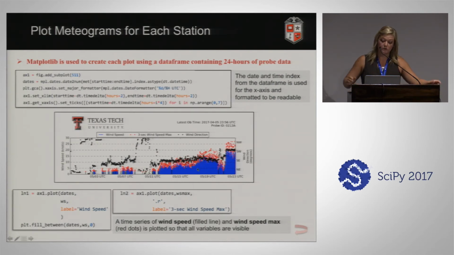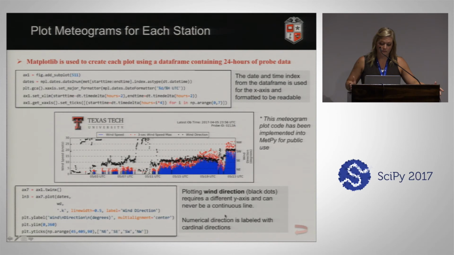But so we just used matplotlib to create all these. We used the pandas data frame. The index was time. So we just simply plotted the index on time and formatted it to make it readable. And then we filled for wind speed and put red dots for wind max to make it visible over one another, which is what I talked about down here. And then for wind direction, we just separated it into the y-ticks that we have here. That's why you plot it with black dots as well, so that, you know, it's not necessarily a continuous line.